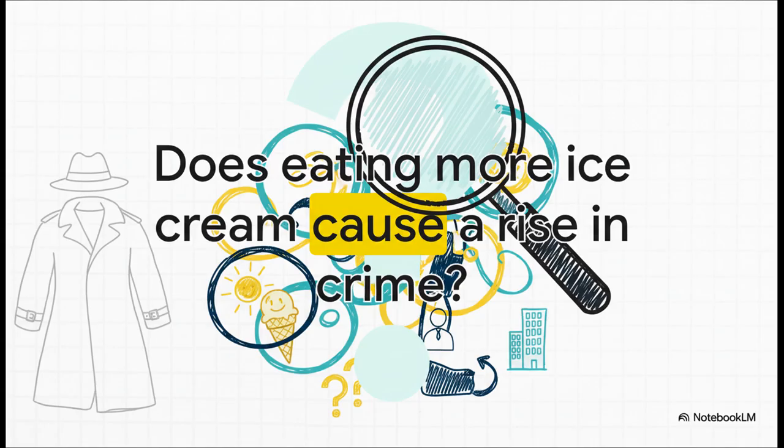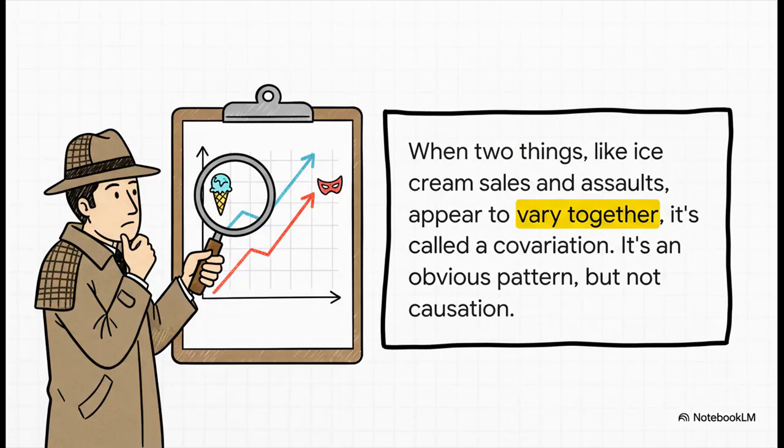When ice cream sales shoot up, assault rates also go up. It's a really clear pattern, right? They seem to be connected. Researchers would call this a covariation. So it looks like a simple case of cause and effect. More ice cream, more crime. Case closed. But any good detective knows you have to look for a hidden suspect.